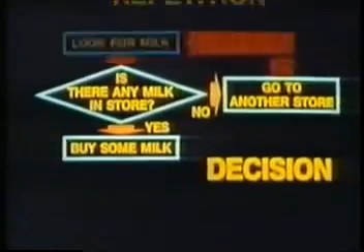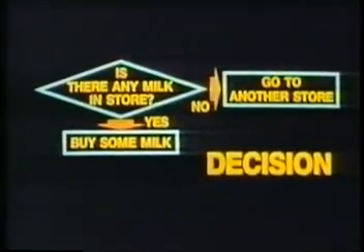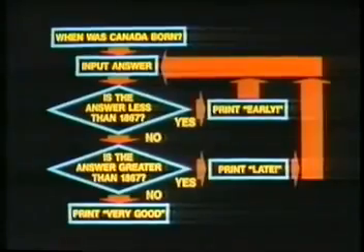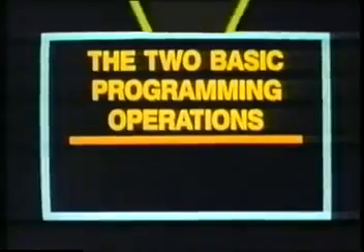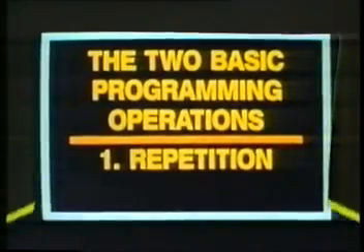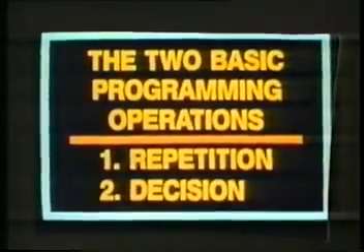And we'll find out what the two basic programming operations are. This is the first basic operation performed by a computer program, repetition. And here is the second basic operation performed by a computer program, yes, no decision. The inner workings of all computer programs, however complicated they may appear on the surface, are all variations on these two basic themes, repetition and decision.